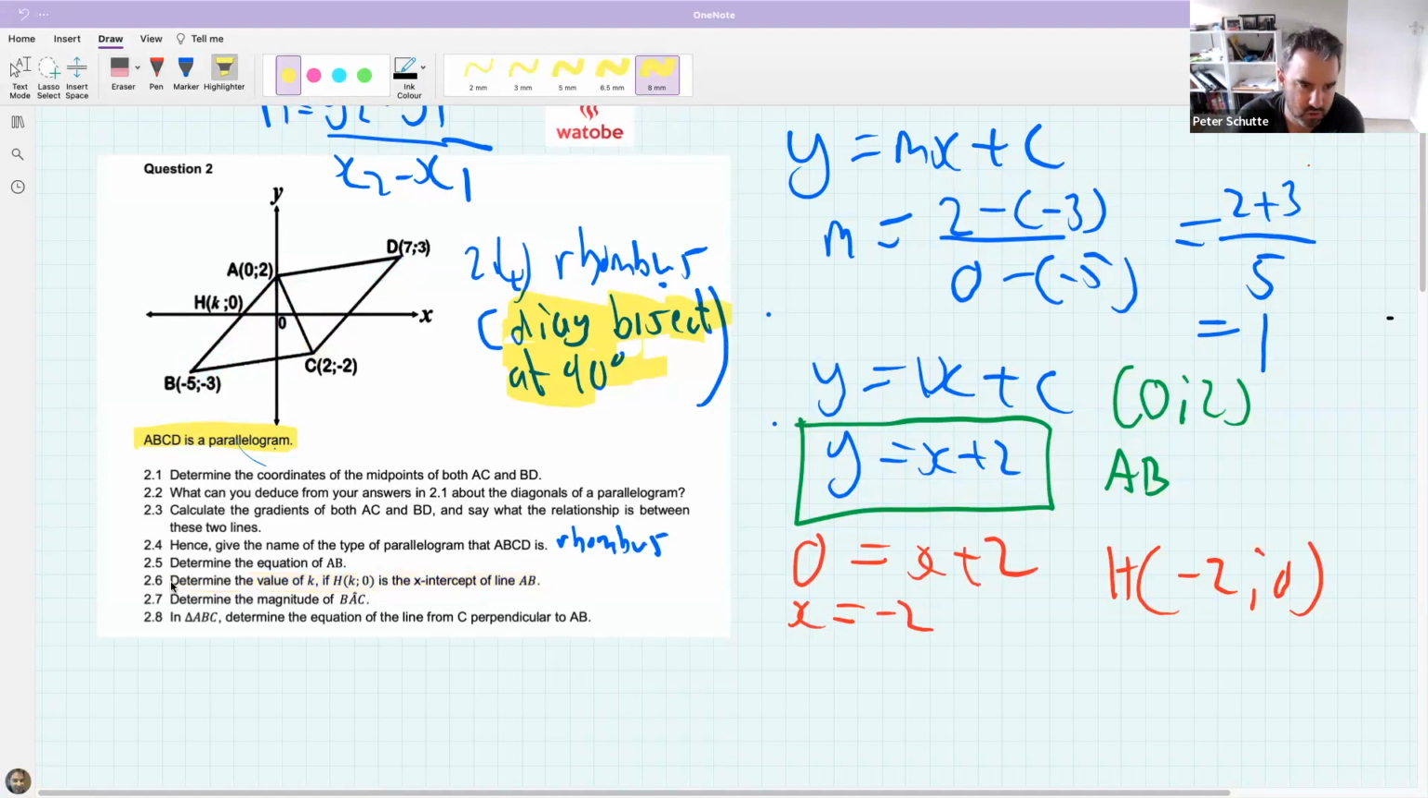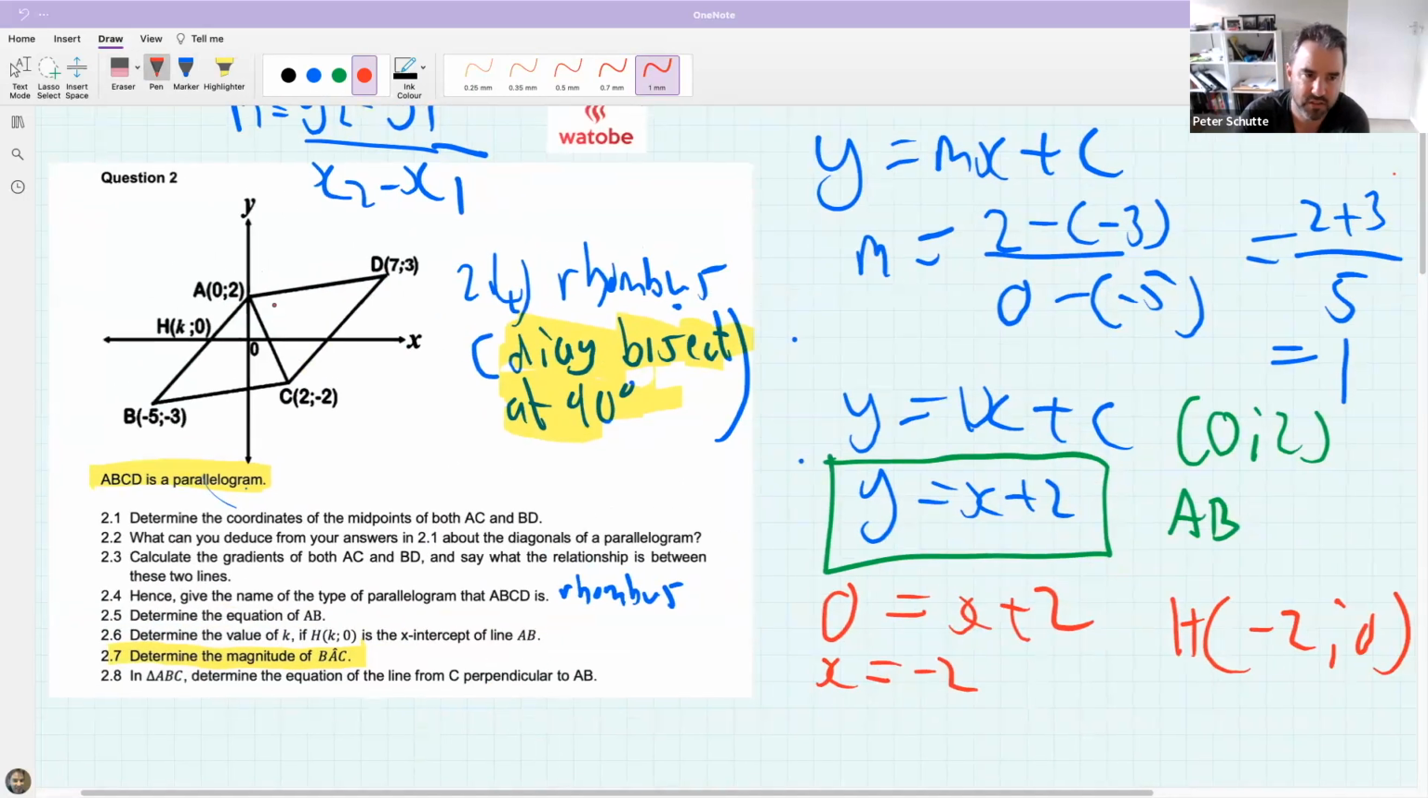Determine the magnitude of BAC. Now, where is the angle BAC? It's going to be BAC. So let me even zoom in a little bit. So there is the angle BAC.